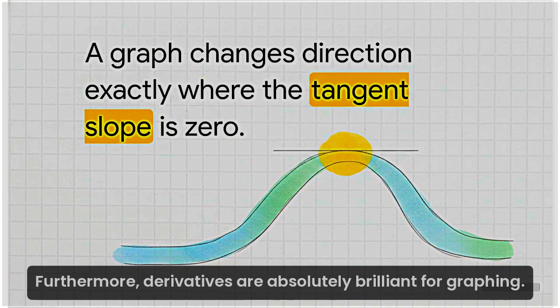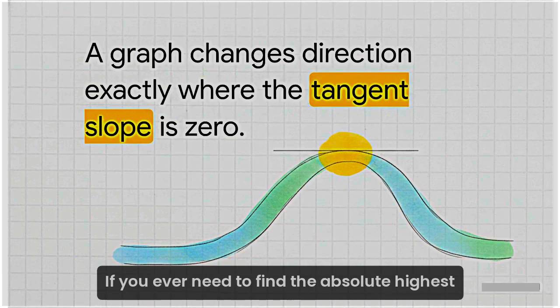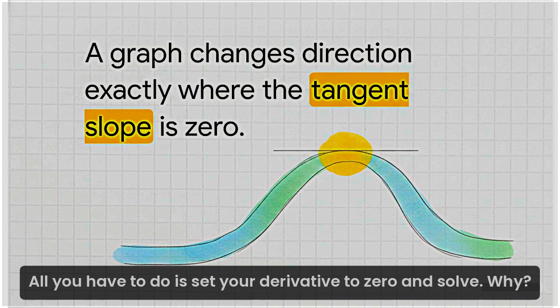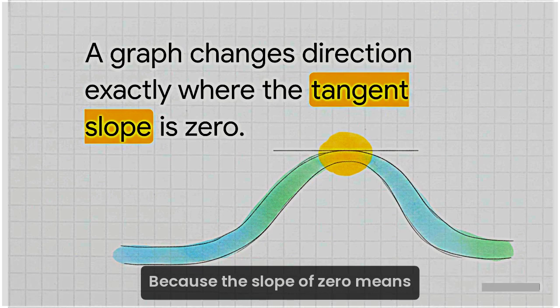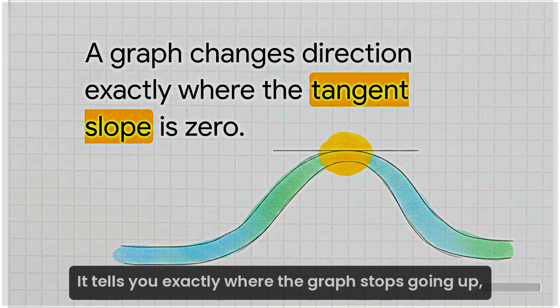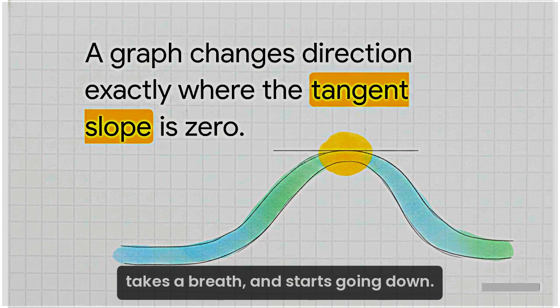Furthermore, derivatives are absolutely brilliant for graphing. If you ever need to find the absolute highest or lowest turning points on a graphed curve, all you have to do is set your derivative to 0 and solve. Why? Because the slope of 0 means the tangent line is resting perfectly flat. It tells you exactly where the graph stops going up, takes a breath, and starts going down.